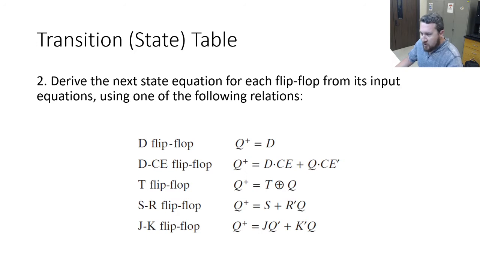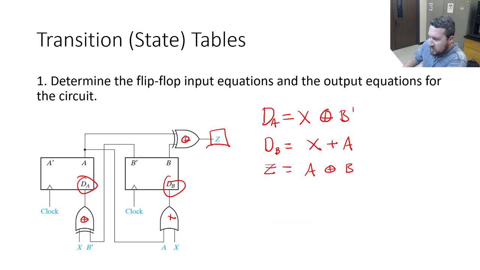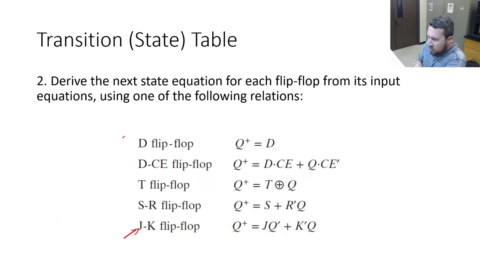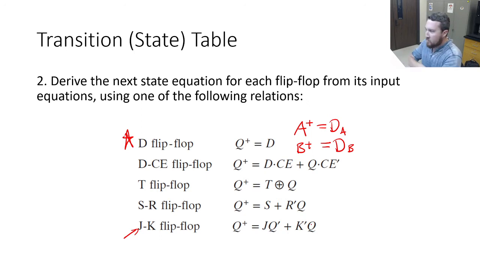Step two: derive the next state equation for each flip-flop from its input equations using one of these relationships. Last class we saw an example of the relationship for a JK flip-flop. What we need to do is look and see what we are working with. Here we're working with D flip-flops, so Q plus equals D. That means A plus is just equal to dA, and B plus is equal to dB. These are transparent flip-flops. Of course, for T or SR or JK flip-flops, it's going to be a little more sophisticated.